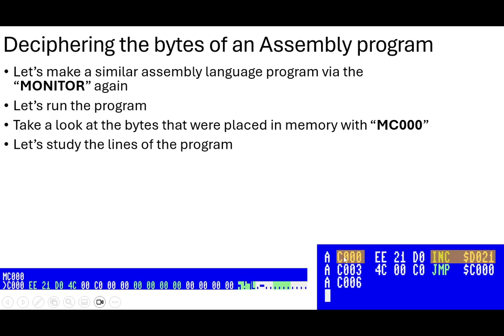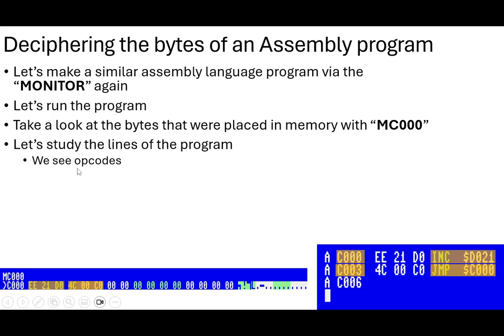So this first line that's been put at the address C000 is an increment of D021. That consists of the first 3 bytes here. Every time you're in the assembler and you assemble a line, it puts the same 3 bytes next to what you've typed. So that's a handy reference too. And then the next line, this jump to C000, is these next 3 bytes over here, 4C, 00, C0, and you see those next to it here as well.